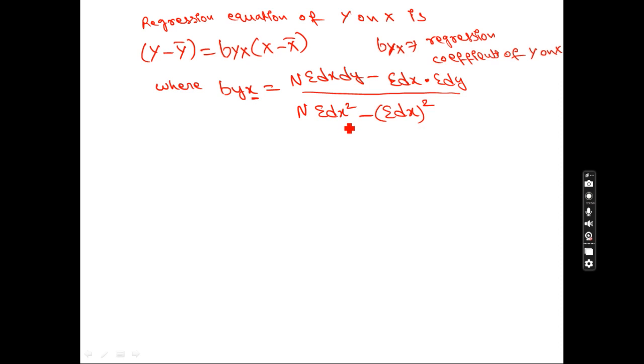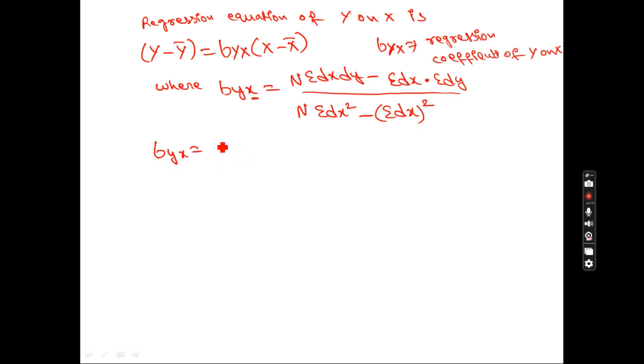So sir, why are you writing dx before? In the earlier formula it was x on y, now it is y on x. Whichever letter comes second goes to the denominator. Now there is no need to calculate all the values, since we have already calculated them, so I'm replacing all those values from the table.